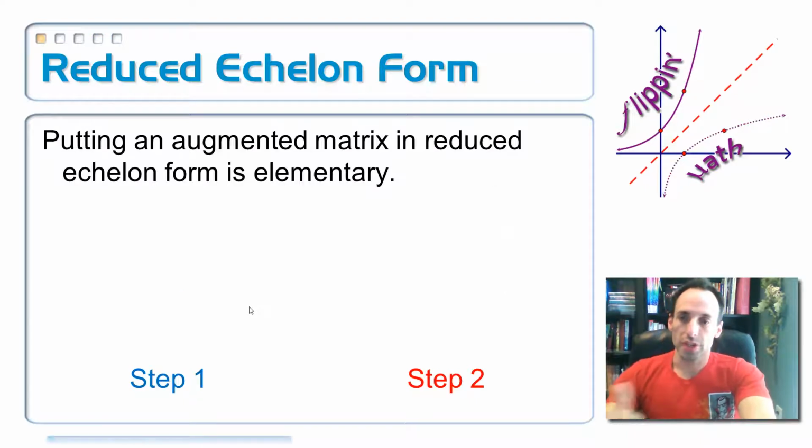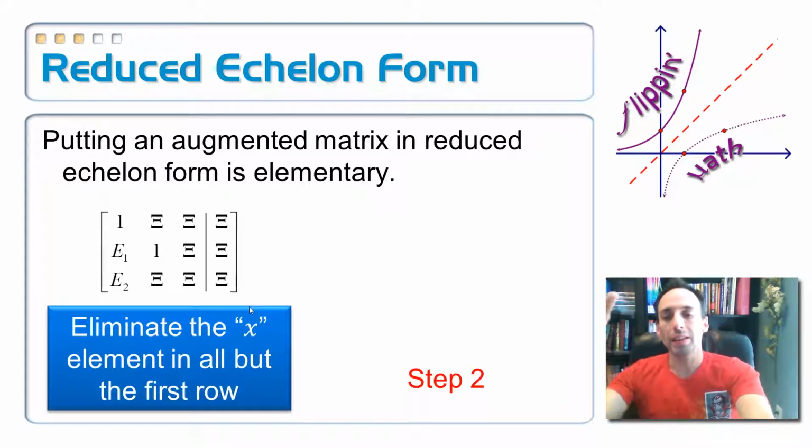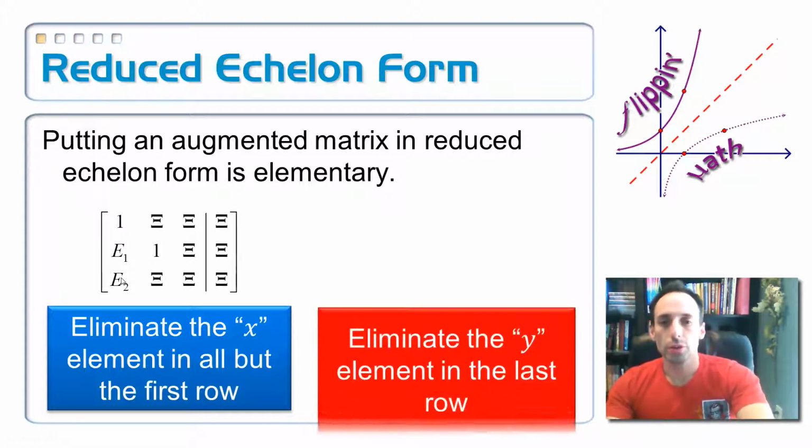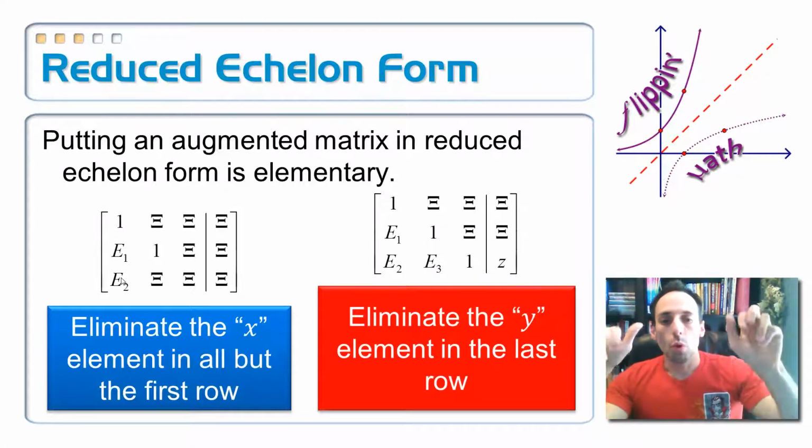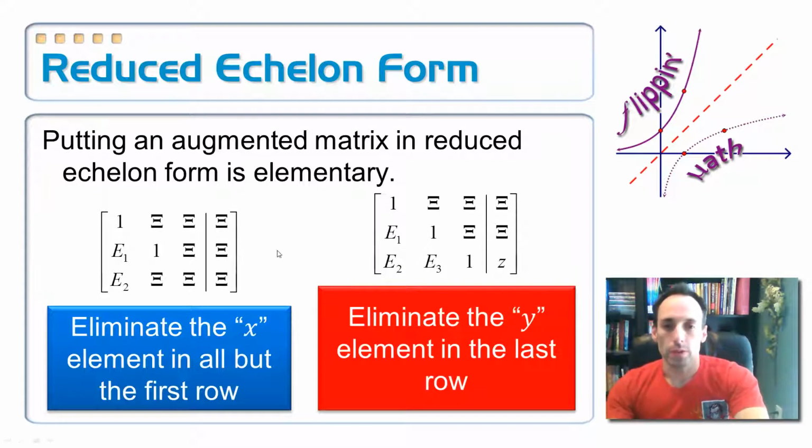So step 1, eliminate the X element in all but the first row. This is what the E1 is, first elimination, second elimination. Step 2, you're going to eliminate the Y element in the last row. So I've eliminated the 2 X's, and then the third elimination is going to be right there, the Y position. And that just put it into reduced echelon form.